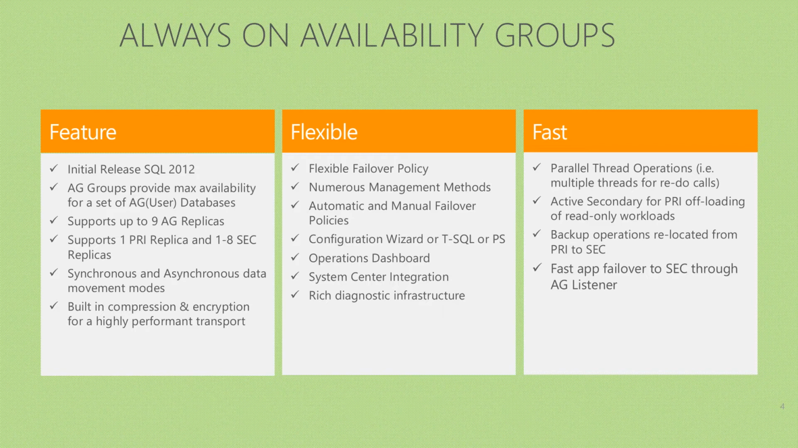AG supports up to 9 AG replicas, with 1 primary and up to 8 secondary replicas. This is in the latest release of SQL Server. A common use case for secondary replicas is offloading reporting applications or backups. This is a good method to use all of your hardware infrastructure and to maximize performance across the whole system.